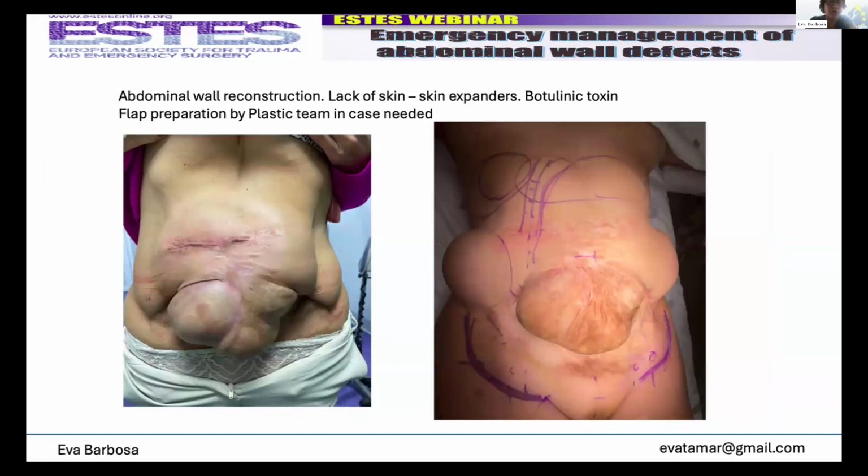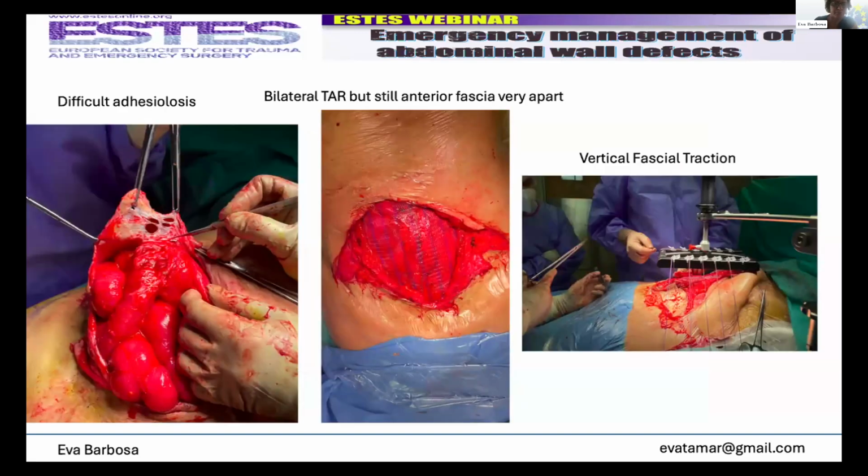And after bowel reconstruction, we had to start planning a hernia reconstruction. Lack of skin, so we put in skin expanders, botulinum toxin, and of course we had our plastic team in the OR at the same time, prepared to do a flap repair in case we needed it, which was again probable. Of course, we had very difficult adhesions in this case, but nothing bad occurred. We did not have to do any enterectomy or anything.